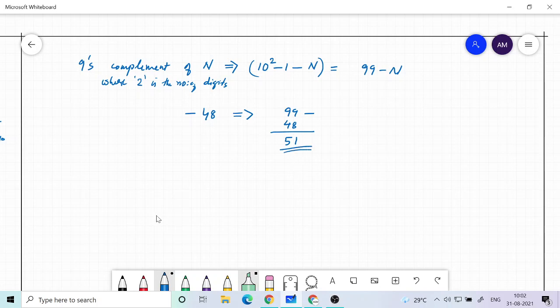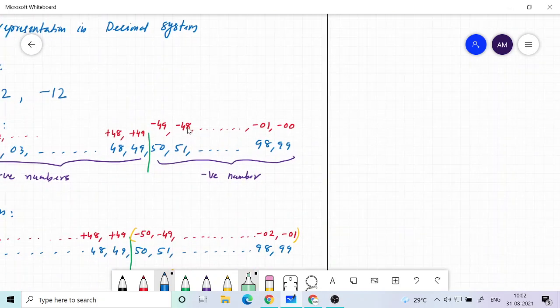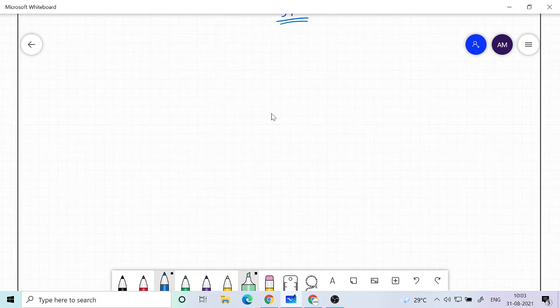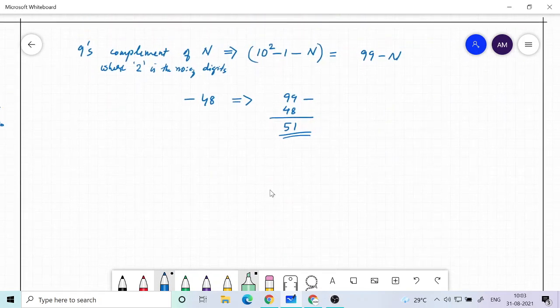So you can just see whether it is correct or not. So minus 48 is basically 51. This is the mathematical way we can look at it. All we are doing is subtracting that number from 99. Okay. Now we can generalize it to an n digit number.